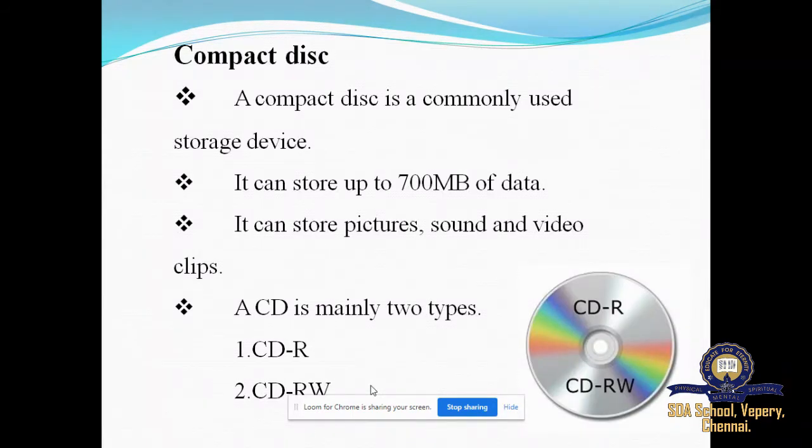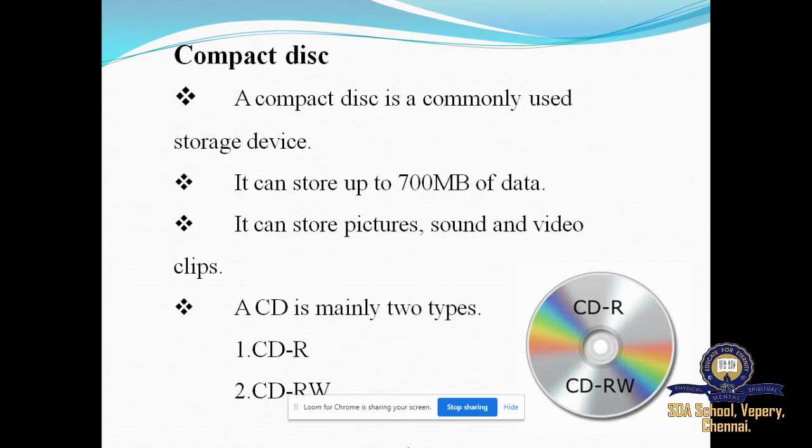Next, we move on to the compact disc, CD. A compact disc is a commonly used storage device. It can store up to 700 megabytes of data. It can store pictures, sounds and video clips.